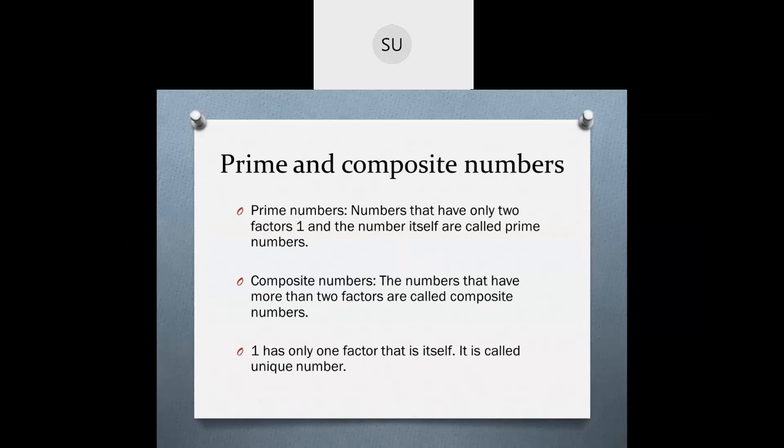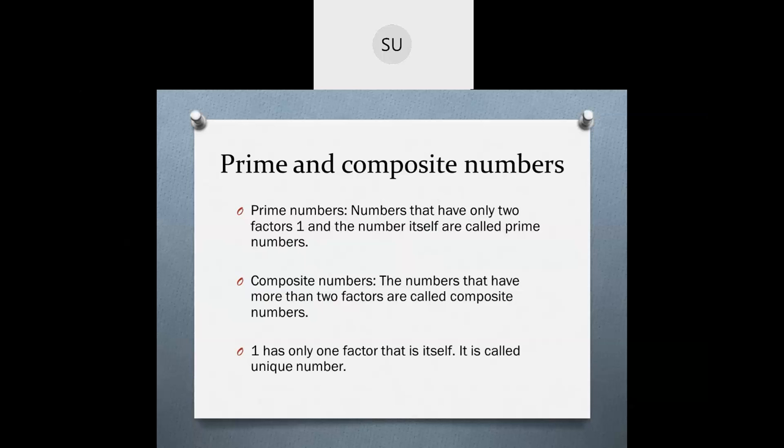In the same way, if I take the number 17, there are no other factors for 17 other than 1 and 17 itself. So all these numbers which have the factors as 1 and itself are called prime numbers. Now 2 is the only prime number which is even. Rest of the even numbers are composite numbers. And 2 is also the smallest prime number.